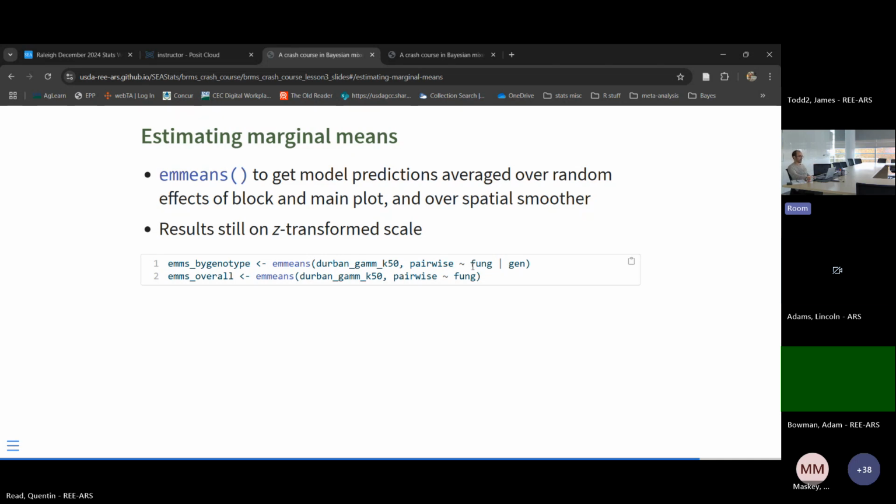Let's say we wanted to know, within each genotype, what is the pairwise difference of yield by fungicide? Maybe some genotypes do better with fungicide 1 and some do better with fungicide 2. We can ask that question by looking at the fungicide contrast within each genotype. We could also get an overall contrast for fungicide by just doing pairwise by fungicide, which will average over all the genotypes. Once again, this is giving us standard deviation units, because that's what we fit the model as.